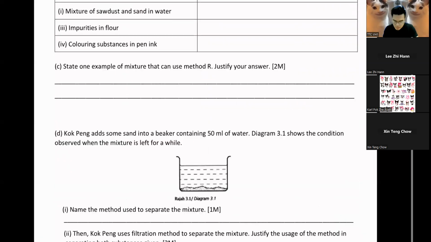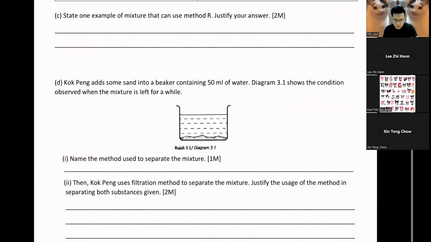Right, let me finish this. There's only a little left.